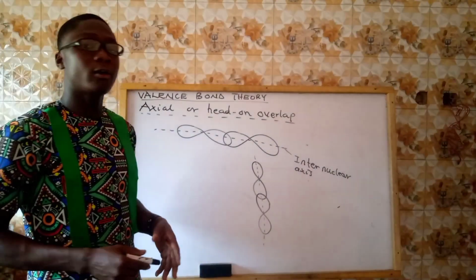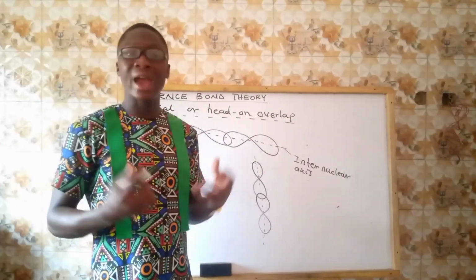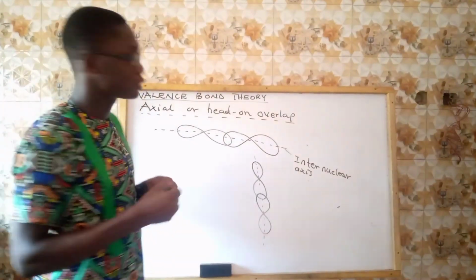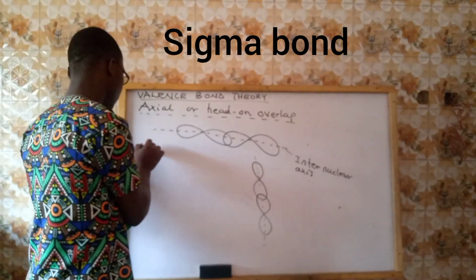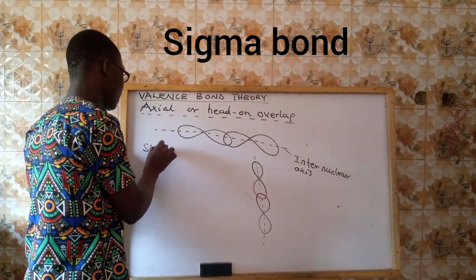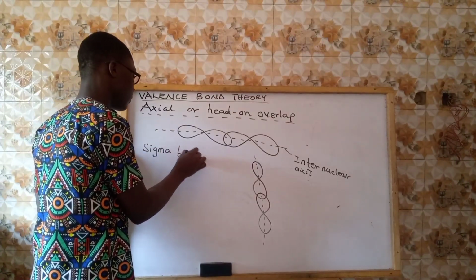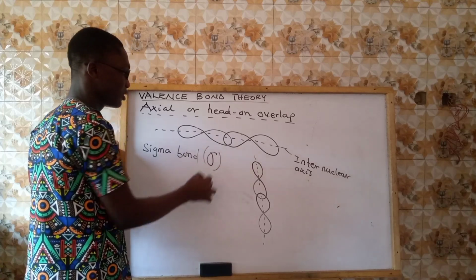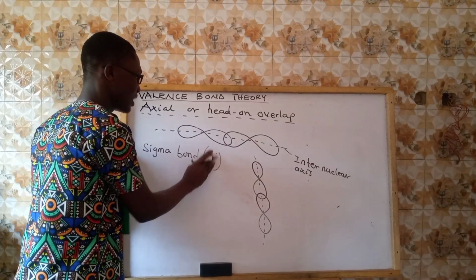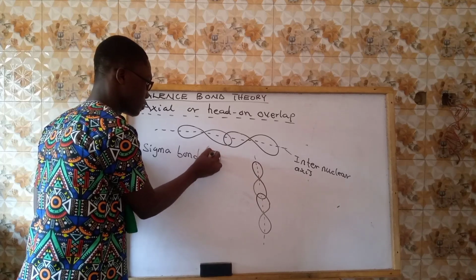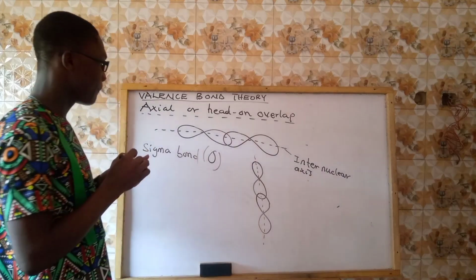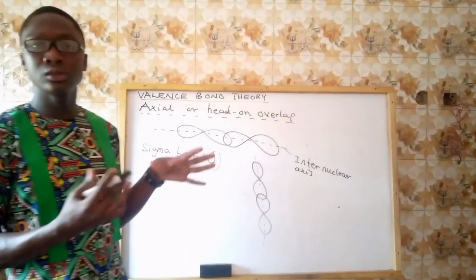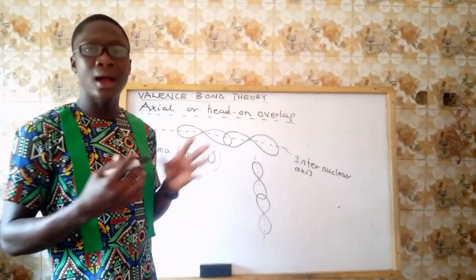And for axial overlap or head-on overlap, the bond that is formed is called the sigma bond. So here's the symbol for the sigma. It's something like this. So for axial or head-on overlap, the bond formed is called the sigma bond.